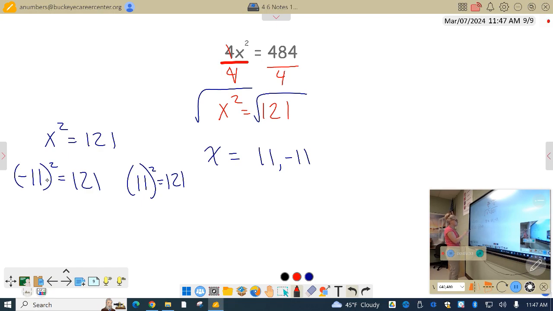So that means I have 2 possible solutions for x that can equal 121. So anytime you take the square root in an equation and use it to solve, you must have positive and negative the square root of 121, which in this case would be positive and negative 11.